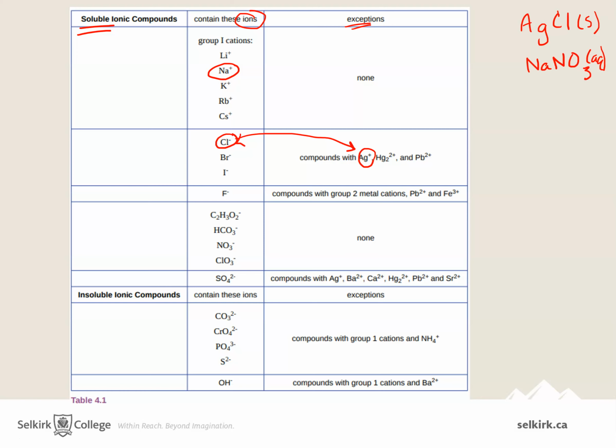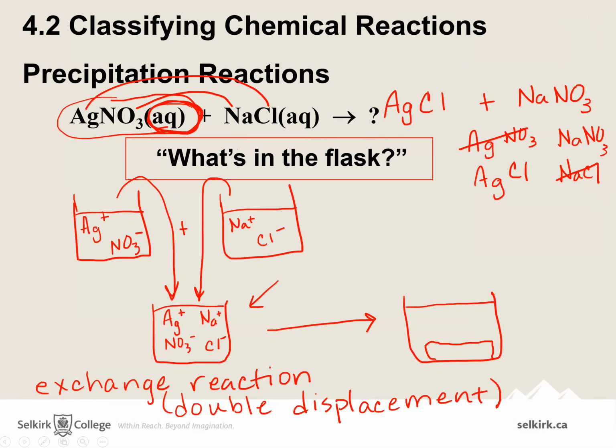So now I can go back and finish my equation. Silver chloride is solid. It's the precipitate. And the sodium nitrate is aqueous. That's all there is to it, my friends.